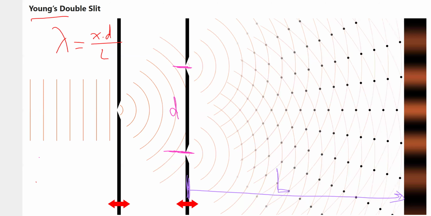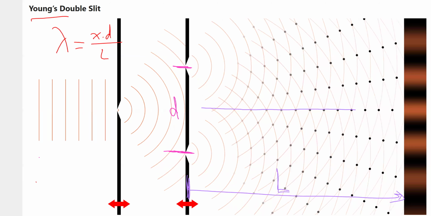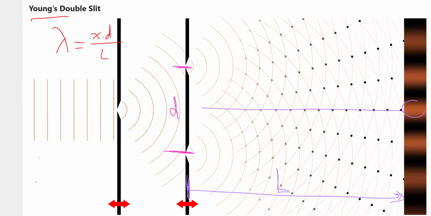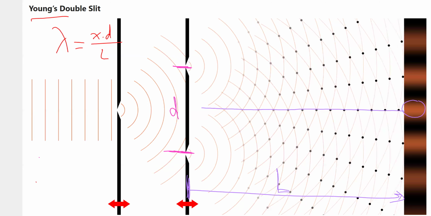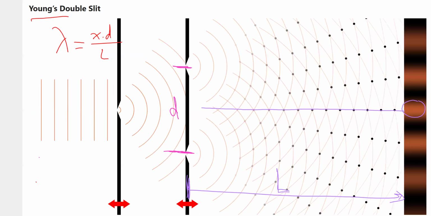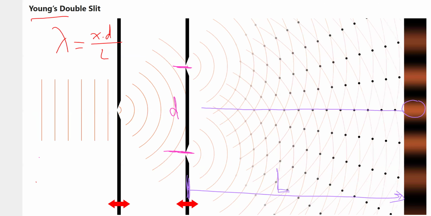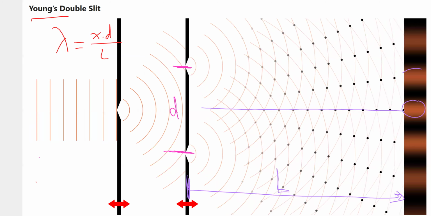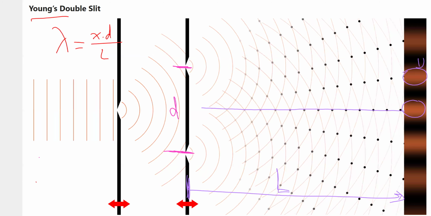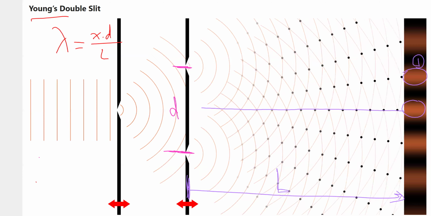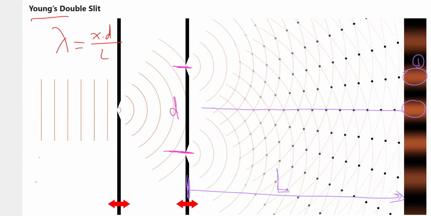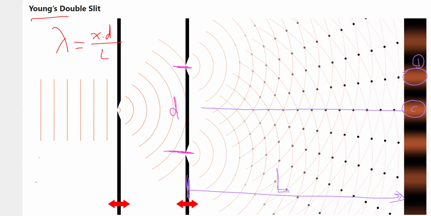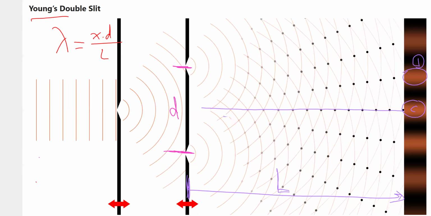So this one here, which is the middle bright band, we call it what? Central bright band or fringe. And the second one here, we call it the first bright band. So we have here central, and we have what here? First.